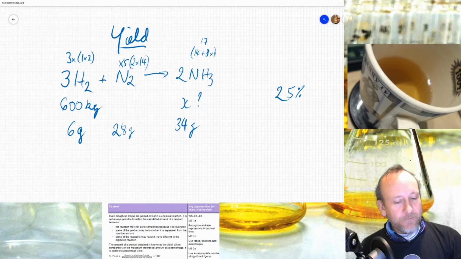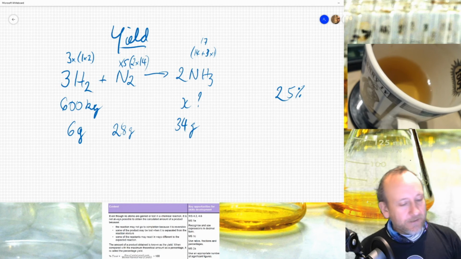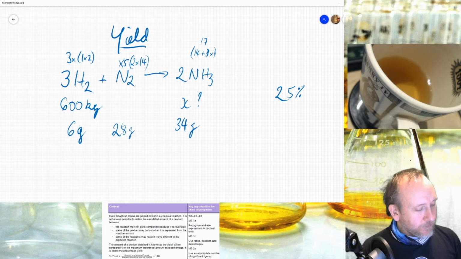So that fits really nicely. But we don't have 6 grams, we have 600 kilograms. Doesn't really matter. So all we have to do is scale it up. So how do I get from 6 grams to 600 kilograms? Well, again, I can do various things to achieve that.